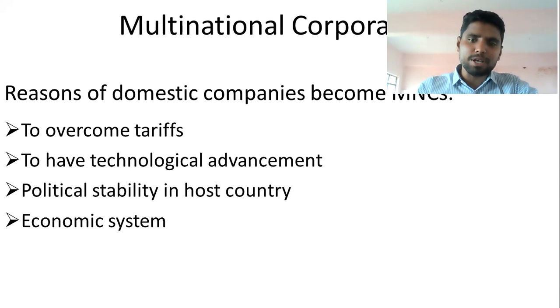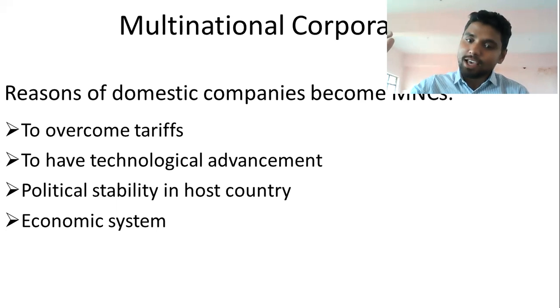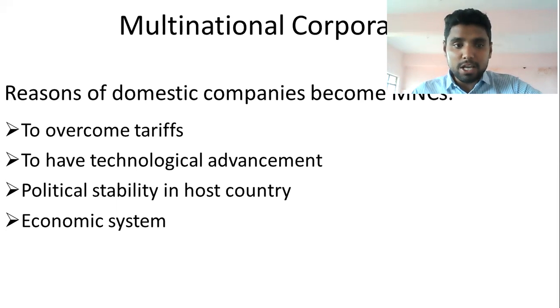Continuing the same thing, to overcome the tariffs. Sometimes what happens, if you are producing a good product and you want to market that product to some other country, you can go through exports. But in export, there are so many tariffs and duties that increase your price, making your product very expensive in relation to the product that is produced domestically.